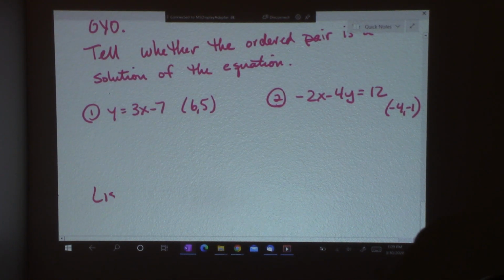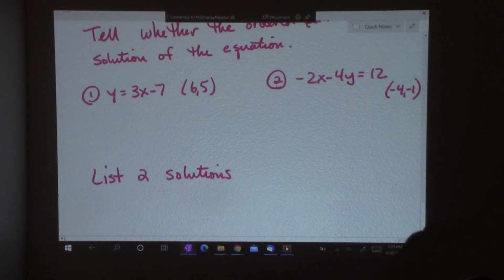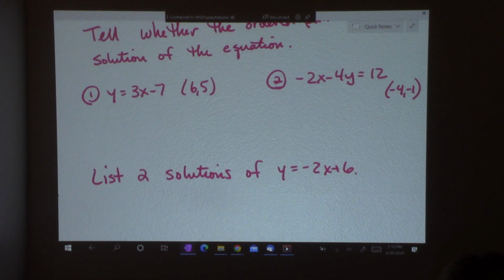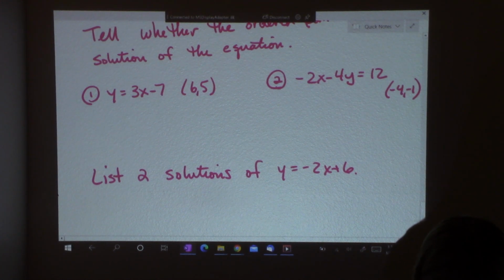Now we want to list two solutions of y equals negative 2x plus 6. So why don't you go ahead and pause the video and try these 3 problems, and then we'll come back in a few minutes whenever you're ready. I'll pause for just a moment and then I will keep going.